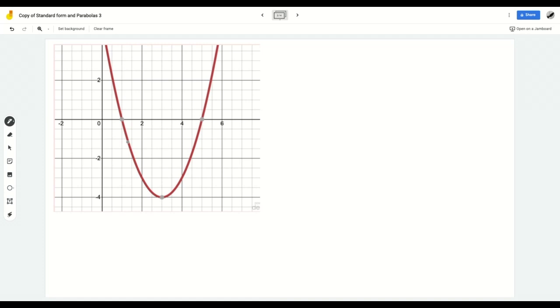So always when we're talking about parabolas, we're given the picture. There are four things we always want to look for: x-intercepts, y-intercepts, the axis of symmetry, and then the vertex.